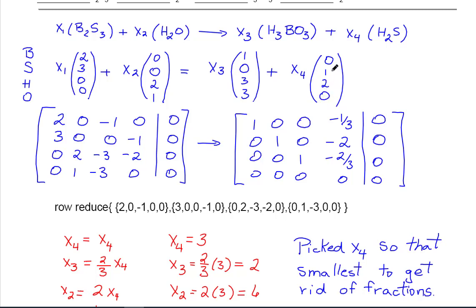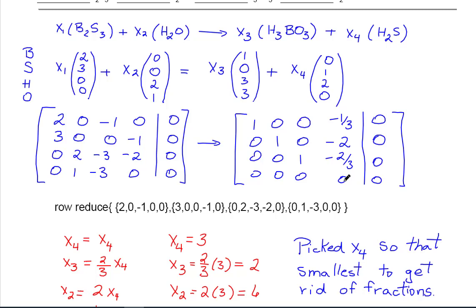Alright, so combine this now into a matrix. So here's my 2, 3, 0, 0, 0, 0, 2, 1. Now when I bring these to the left hand side, they're going to become negative, and it's equal to zeros. If I do row reduction on this particular matrix, here's what I end up with.